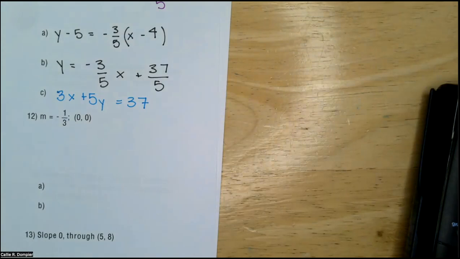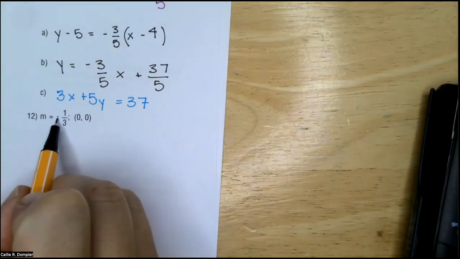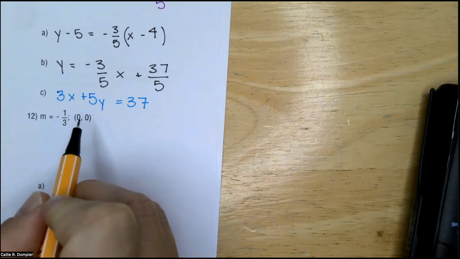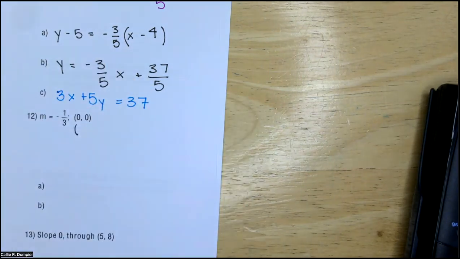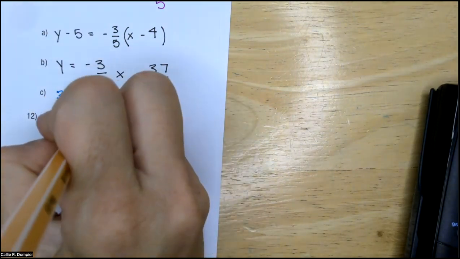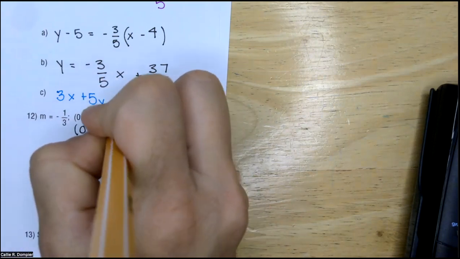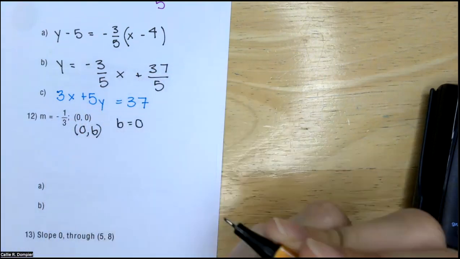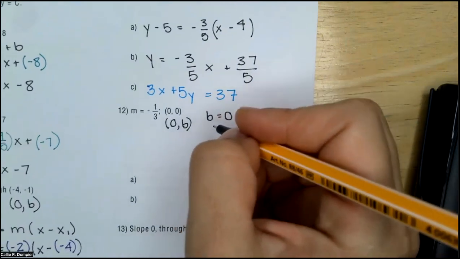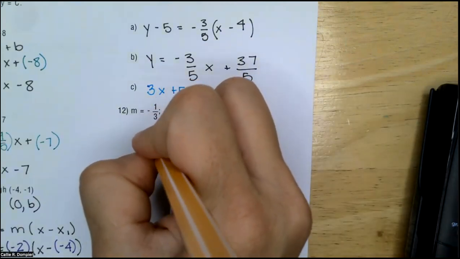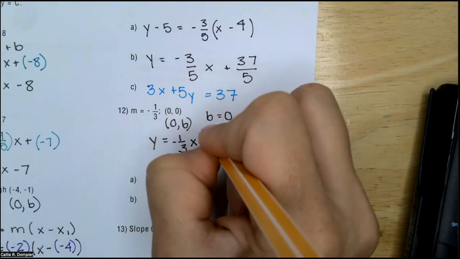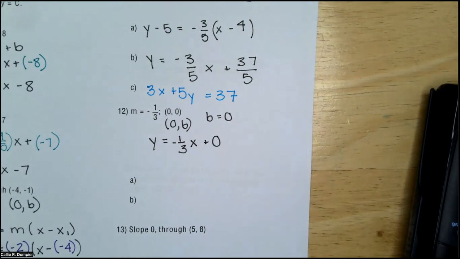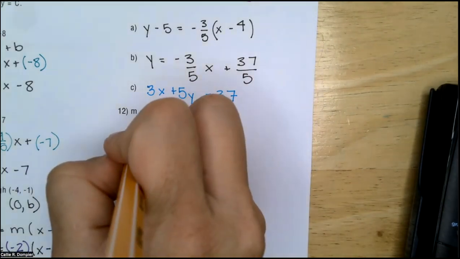All right, now they're giving us the slope of negative 1/3 and the point 0, 0. 0, 0, remember, if it is the y-intercept of the line, it's going to be 0, comma b. So we do know b is 0. Or we have the y-intercept and we have a point. Y equals mx plus b. Okay, that's the slope intercept. Sorry, I jumped to slope intercept.